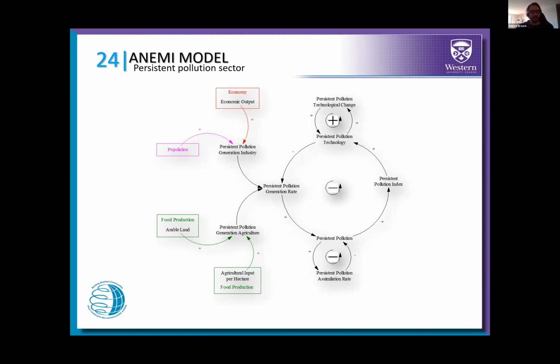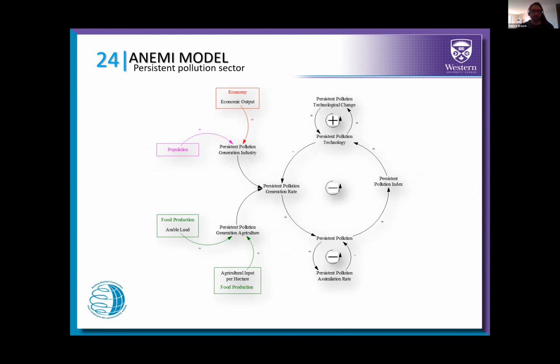Okay, I think the last sector is the persistent pollution sector. This is used to describe the generation and assimilation of pollutants over time that may be harmful to the global biosphere. This is more or less based on the World 3 model. And it's used to form an additional negative feedback on population growth as pollution levels increase.